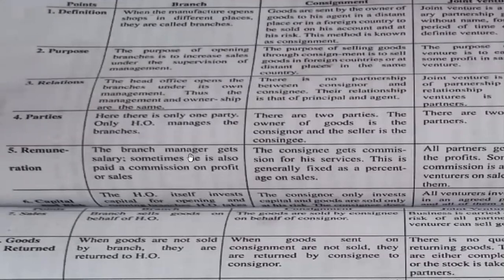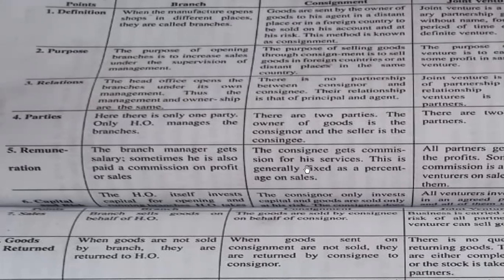Remuneration. The branch managers get salary. Sometimes he is also paid a commission on profit or sale. Every branch manager is mostly on the salary. Sometimes they can have commission or profit on sale. The consignee gets commission for his service. This is generally fixed as a percentage on sale. Means we know that consignee receives commission on sale.